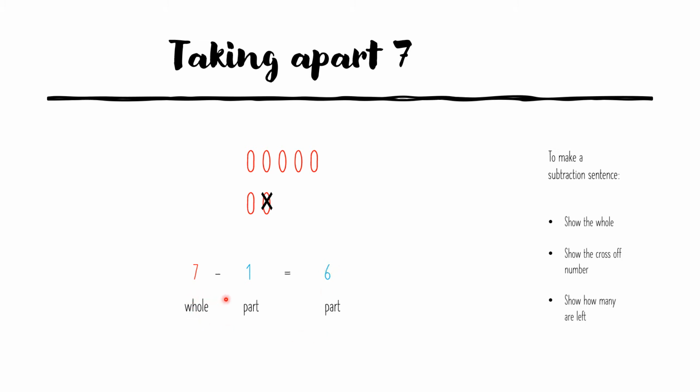7 take away 1 circle equals 6 that are left. Boy, oh boy, this subtraction is hard work. But kindergarten, you are doing a fabulous job. Let's try another.